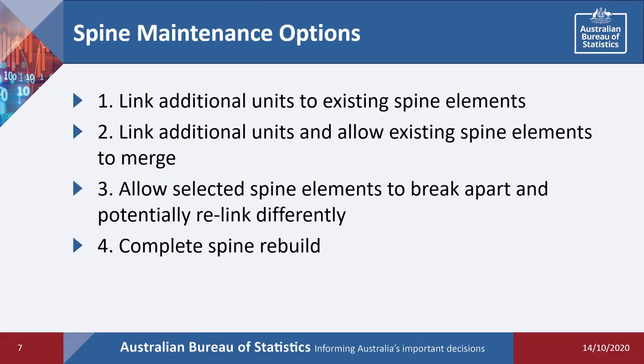Four broad options were considered, ranging from minimal change to spine elements already formed, which is the quickest, easiest process from both a linkage and an assembly point of view, but it has quality implications. We may have updated information that suggests a spine linkage is incorrect, but this option does not allow the flexibility to change the spine elements once formed.